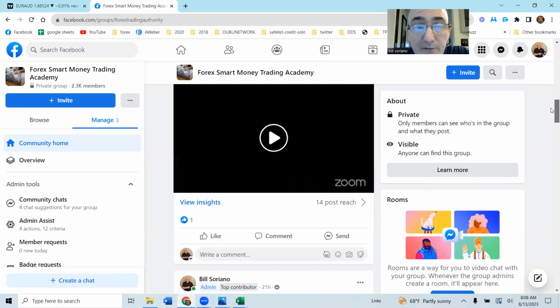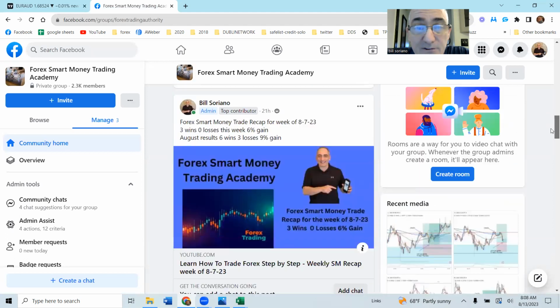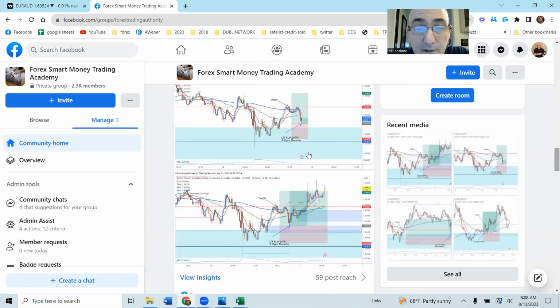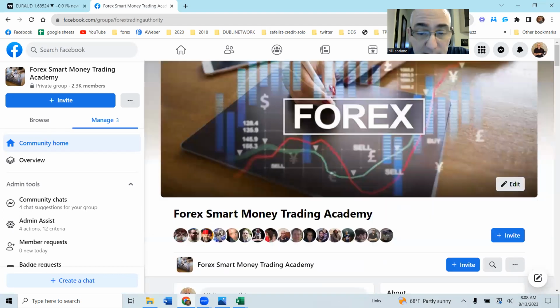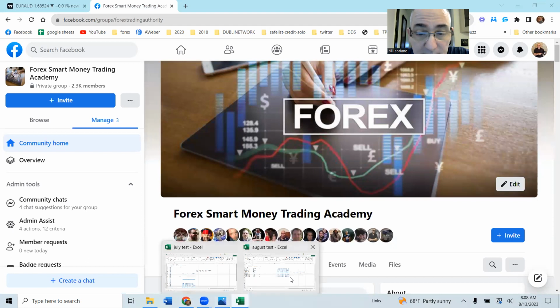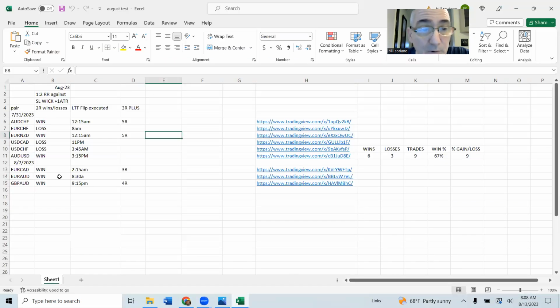And then, of course, that's the trade recap that I do on Saturdays. And then during the week, as these trades go off, I do post the chart markups here in the group. And then, of course, we have the trading journal right here, and I'll put this in the group at the end of the month. And of course, this has links to each of the trades as well, showing you the trade and how the charts were marked up.